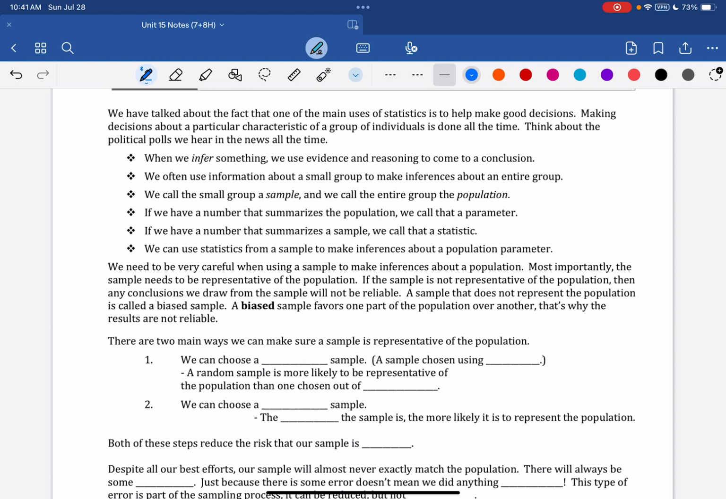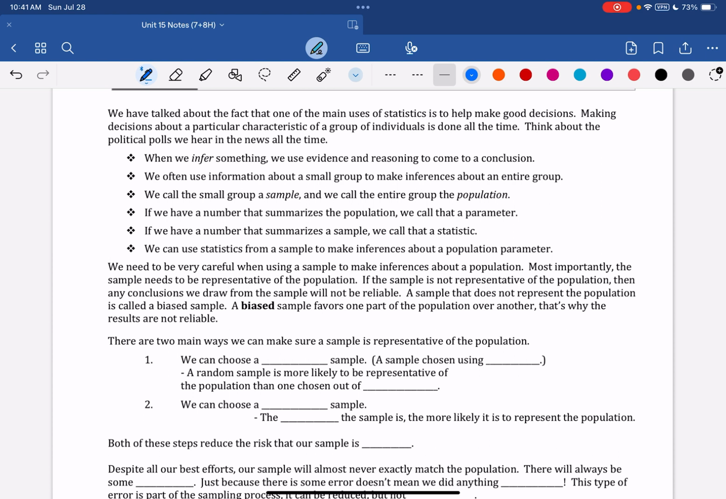We call the small group a sample. We call the entire group the population. If we have a number that summarizes the population, we call that a parameter. And if we have a number that summarizes a sample, we call that a statistic. And then we use a statistic from a sample to make inferences about a population parameter.